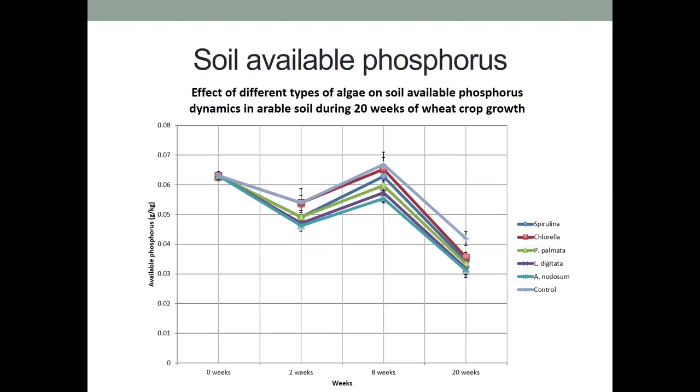So for soil available phosphorus, 2 weeks after the addition of algae biomass, concentrations decreased in the soil, and this is probably due to assimilation and immobilization by the microbes. And I have to say that none of the algae had any significant differences. None of the algae significantly improved the soil available phosphorus concentrations, even though chlorella seemed to have high concentrations. It was not comparatively different from the control, which was not what we saw in the greenhouse experiment.